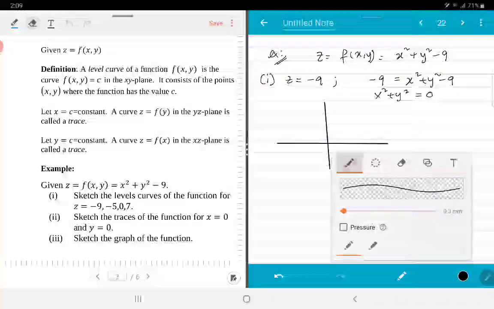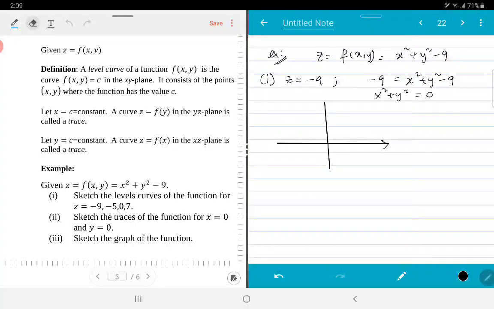So when you sketch that, what you get is just a point. On the xy plane, x squared plus y squared equals 0 is just a point at the origin. There is only one solution to this equation, which is x equals 0, y equals 0. That is for z equals -9.